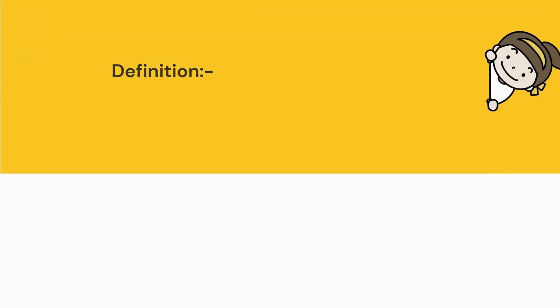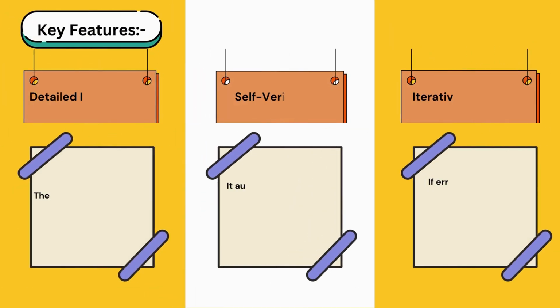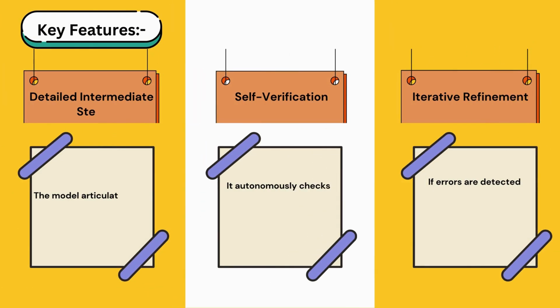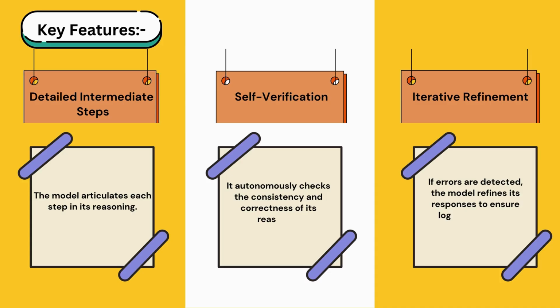Key features. Detailed intermediate steps: the model articulates each step in its reasoning. Self-verification: it autonomously checks the consistency and correctness of its reasoning. Iterative refinement: if errors are detected, the model refines its responses to ensure logical coherence. This process enhances the reliability and robustness of the model's outputs, allowing it to adapt and improve through internal validation.